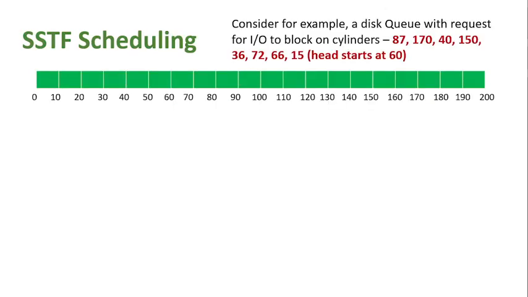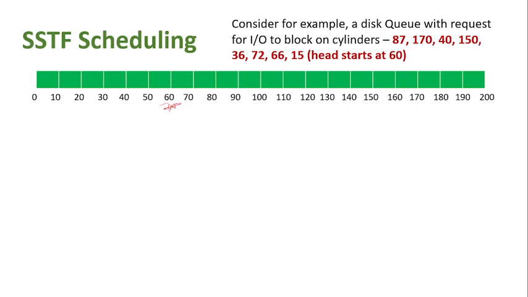Let us check the problem. Consider for example a disk queue with a request for input output to the blocks on the cylinders 87, 170, 40, 150, 36, 72, 16 and 15. The head starts at 60. Where will the head start? It will start at 60.